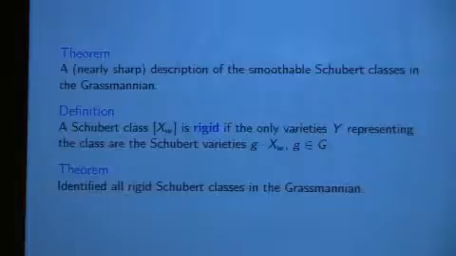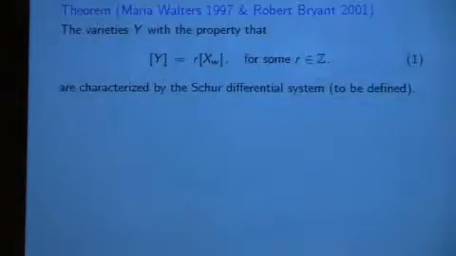Okay, and even better than the first theorem, Koskin identified all the rigid Schubert classes inside the Grassmannian. He can hand you a complete list. There's still some work to be done here. It's not clear in the flexible cases what are the varieties Y that you can pick up representing the flexible classes.